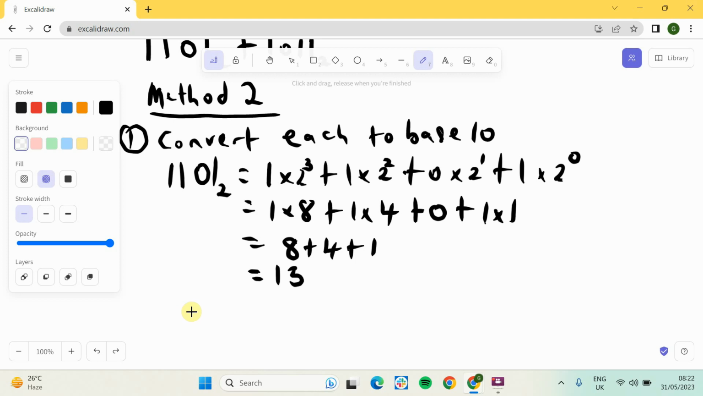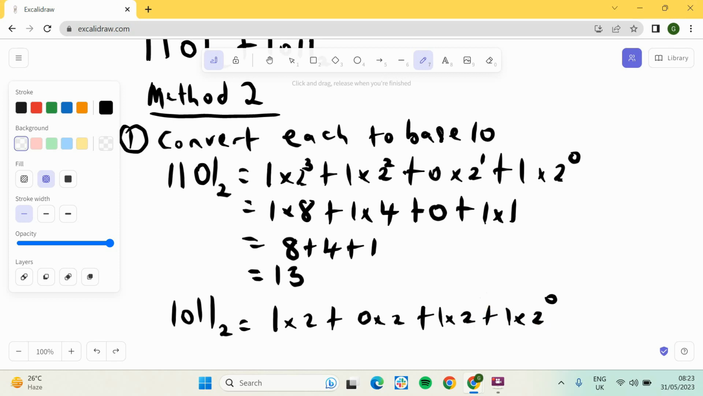So the second value is 1011 in base 2. The same method, so I'll just go over it. This is 1 times 2 plus 0 times 2 plus 1 times 2 plus 1 times 2, right? So 0, 1, 2, 3.